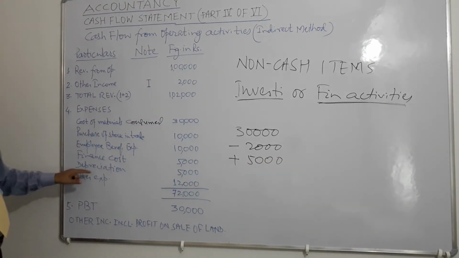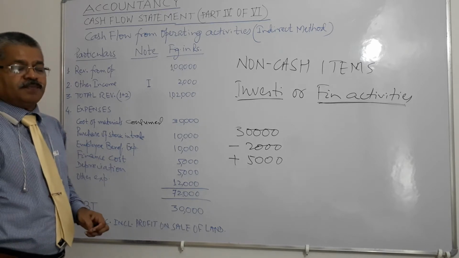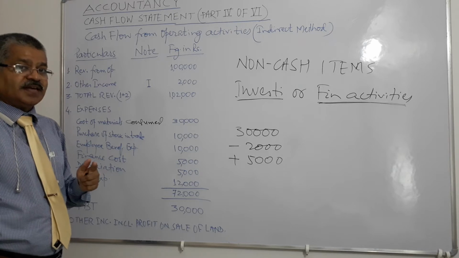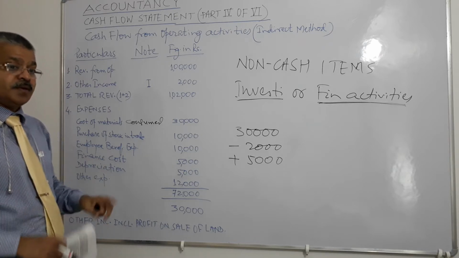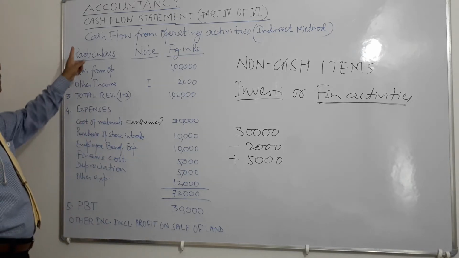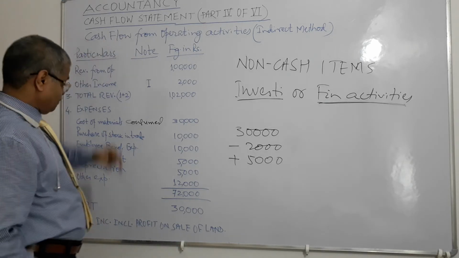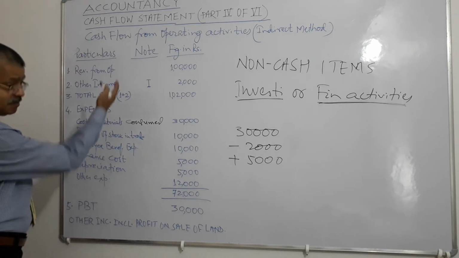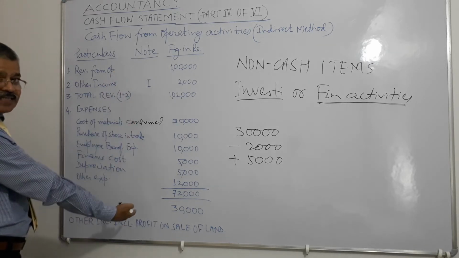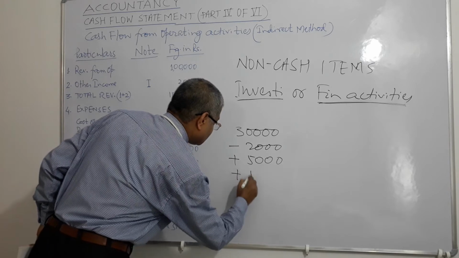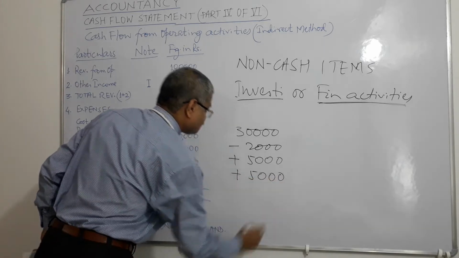Next expense is depreciation, 5,000. Once again, we know depreciation is a non-cash item, but we are concerned with cash flow. So this expense has been considered in this P&L statement, so it will need to be added back, right?